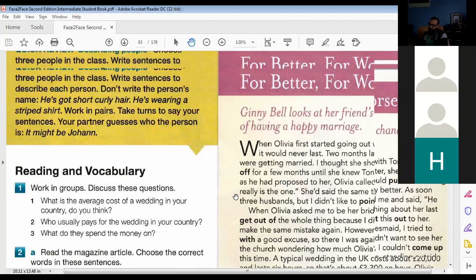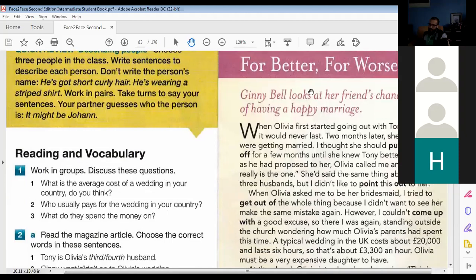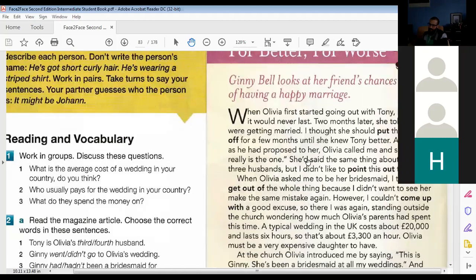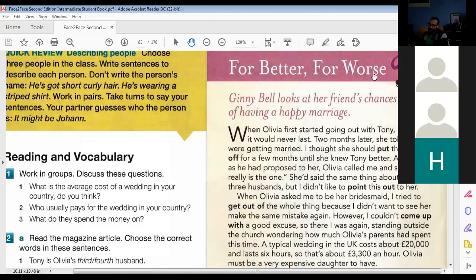Let's start with the first part, and I can move the article for you. For better, for worse. What does this mean, by the way? What do you think it means? Advantage and disadvantage. When they get married, they say I will live with you for better and for worse. And in Arabic, what does it mean? We have a phrase, الحلوة والمرة, and in Egyptian that's what they say. Or في السراء والضراء. Yes, that's correct. This is the idea.